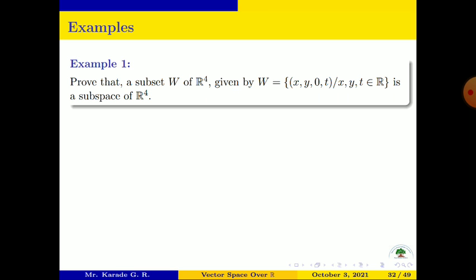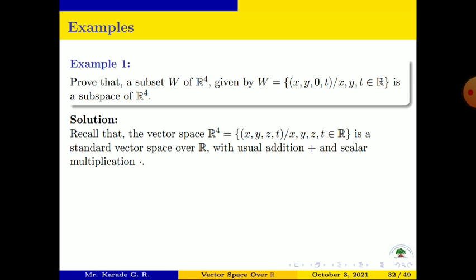It is very simple to show. First of all, we show it is non-empty, and show that the 0 element belongs to W, and then try to prove these four properties as we have discussed in the previous slide. So see here step by step.